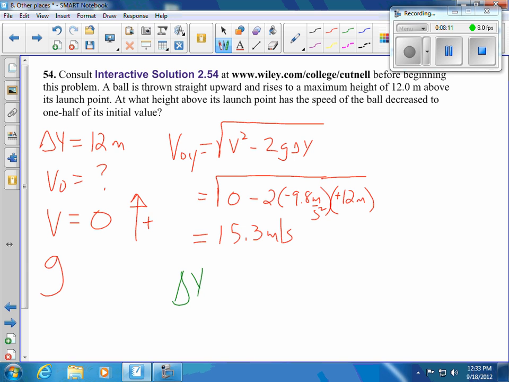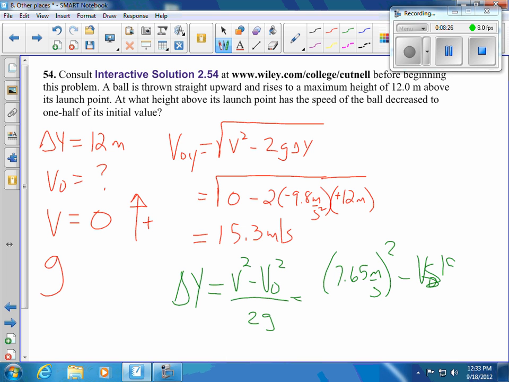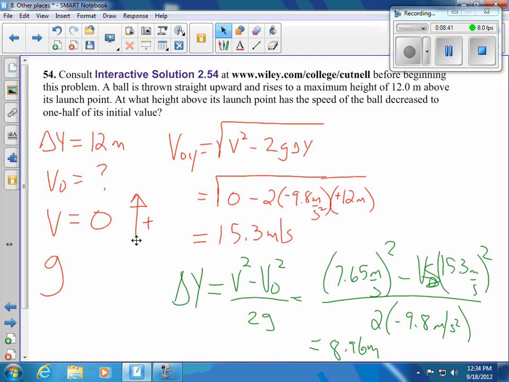So now to figure out how high it is when the speed is half as great, I will simply use this equation where my final speed goes in as half of the initial speed. So this is how I figure out, what is that going as? 15.3, the initial speed. This is how you figure out the height when it's traveling with 1/2 the speed. And that comes out to be 8.96 meters. So when it's 8.96 meters above the cliff, it's got half the speed. And then when it's 12 meters above, it actually stops.